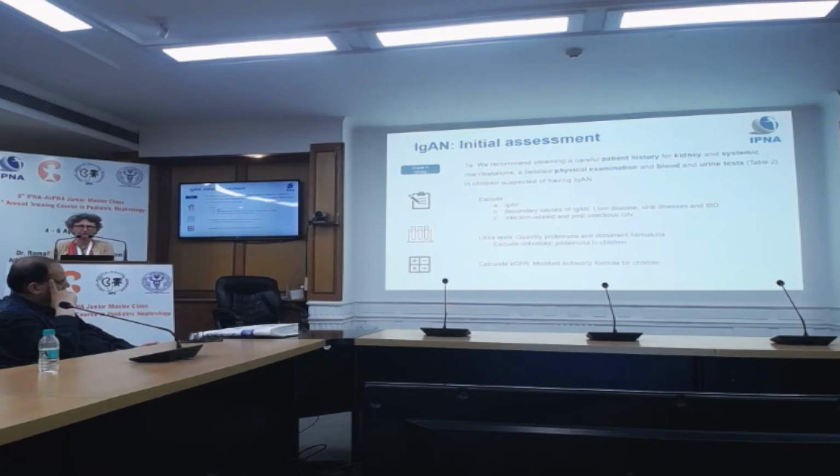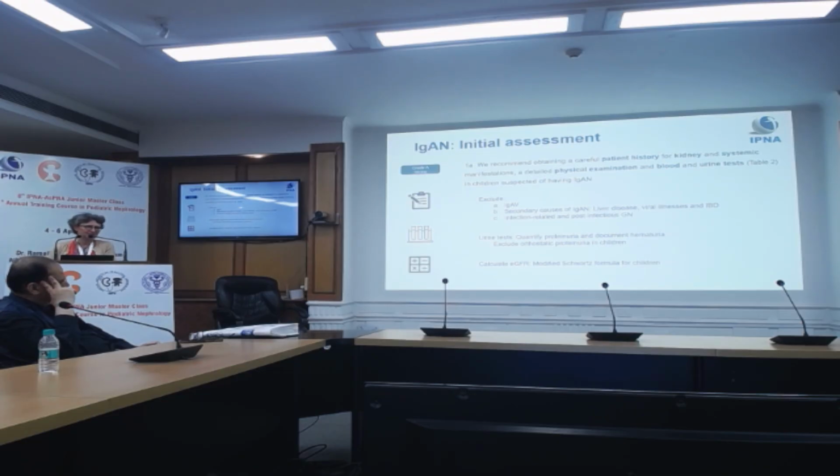And there's a table which is very detailed with everything that needs to be done and the timing. What is important to do is to exclude IgA vasculitis, to exclude secondary causes of IgA nephropathy, which, to be fair, are very rare in kids, especially liver disease or viral illnesses. The other ones that are less rare in children are the concomitants of an IgA picture with inflammatory bowel disease. And then we need to exclude, and this can be very tricky, it was useful to hear the talks earlier today, the infection-related and the post-infectious GN forms.